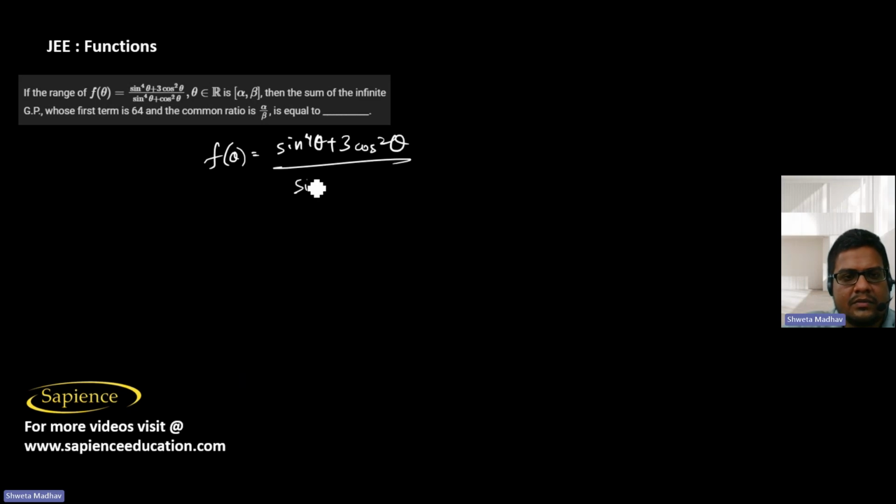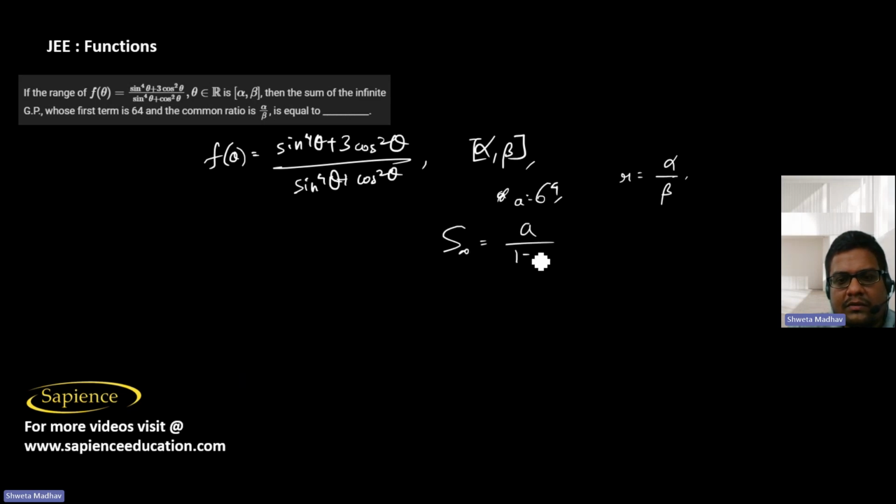And here we have to find out, if the range of f of theta, that is sine power 4 theta plus 3 cos square theta divided by sine power 4 theta plus cos square theta, is alpha to beta, then the sum of the infinite GP whose first term is 64 and the common ratio R is alpha by beta. So the sum of infinite GP is A by 1 minus R, that we know. So this we have to find out.